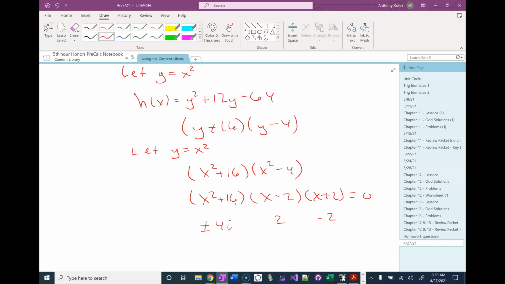But I like doing that because I don't have to graph it on my calculator, right? I don't have to make a list of possible rational zeros. I don't have to do any of that stuff. I just factored it.